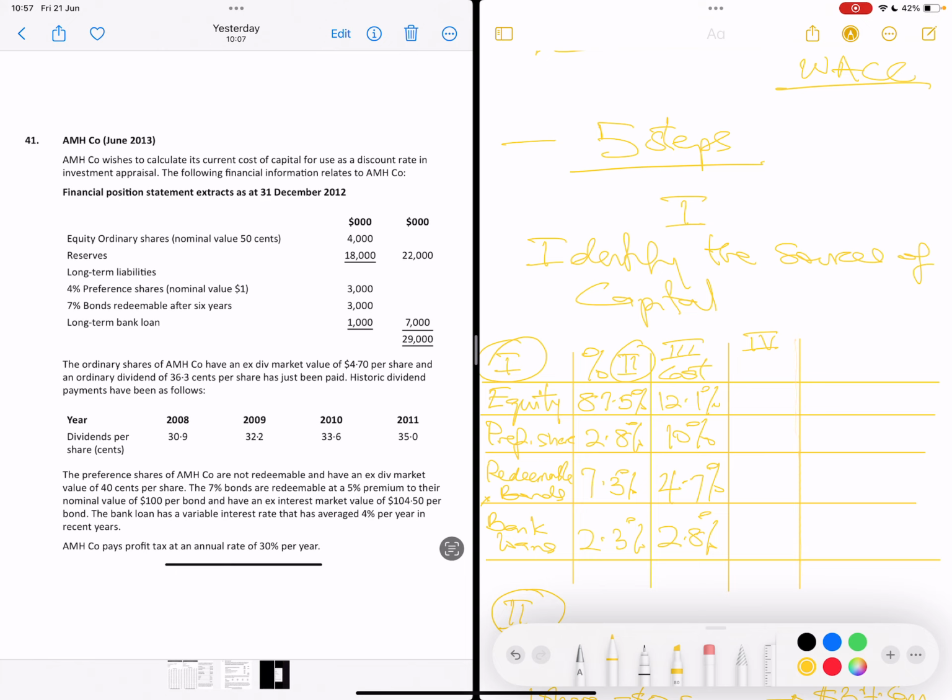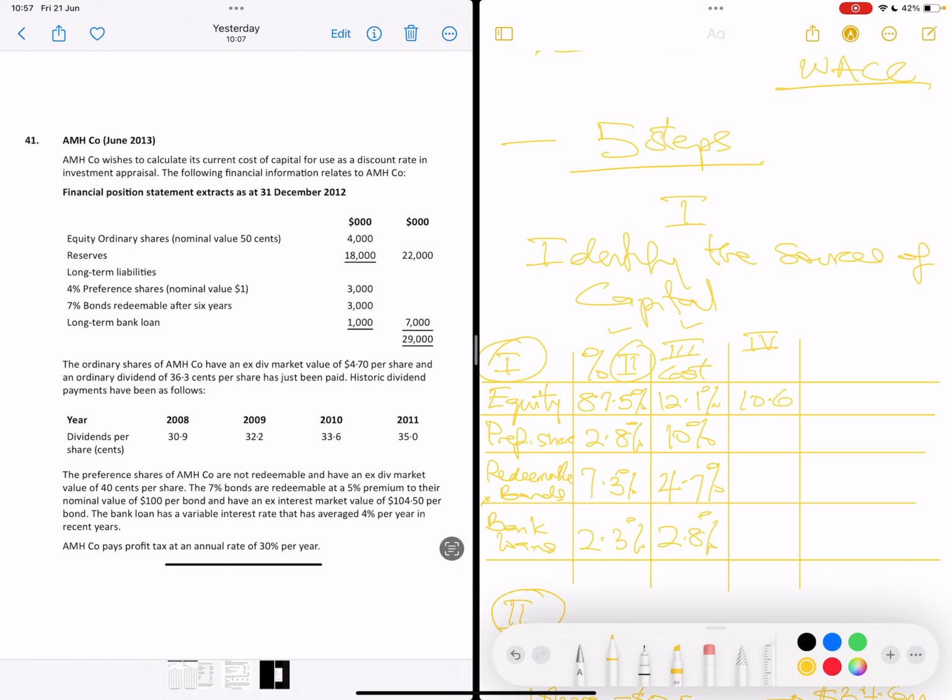Remember, you need to be comfortable with this. Once you are comfortable with these steps, then you will be able to do it very fast without mistakes, and you get your full marks. So step 4 is to multiply step 2 and step 3, which is pretty easy now. So 12.1 multiplied by 0.875, and that gives 10.6.